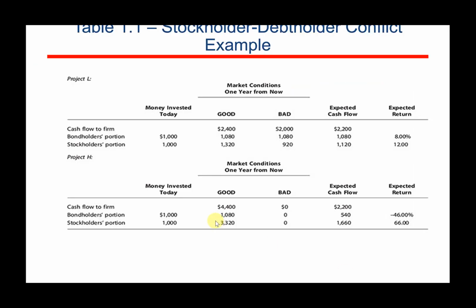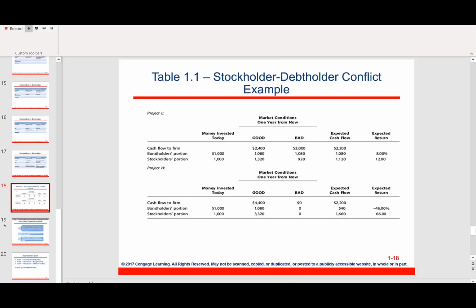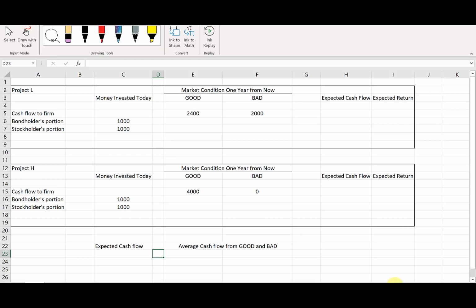Let's go over an example to see why there are conflicts between stockholders and bondholders. In this example, there are two different projects: Project L and Project H. Project L is a low-risk project and Project H is a high-risk project. Let's try to recreate this example in Excel so that we can do the work along with understanding why there is conflict between stockholders and bondholders. So let's move to Excel.